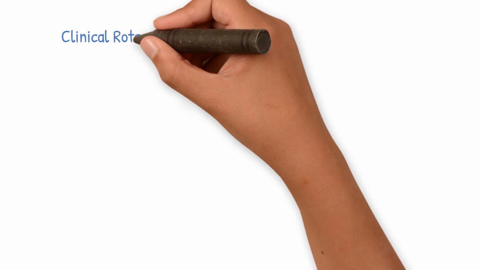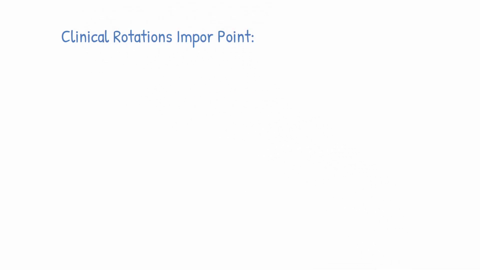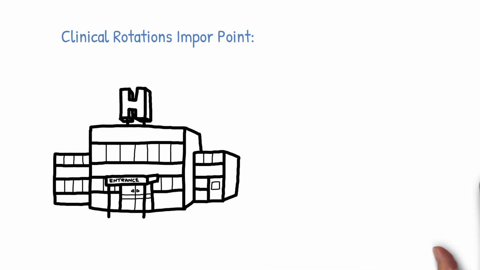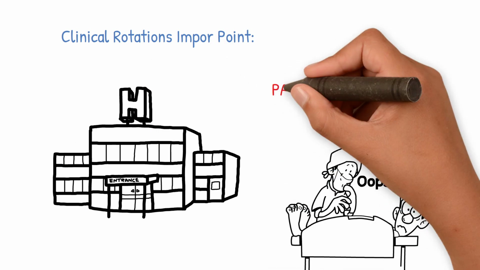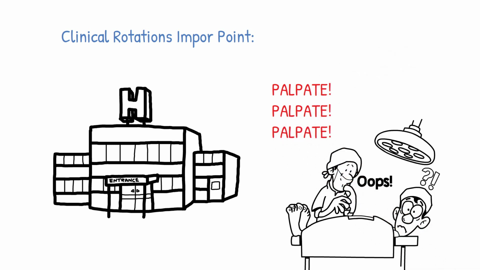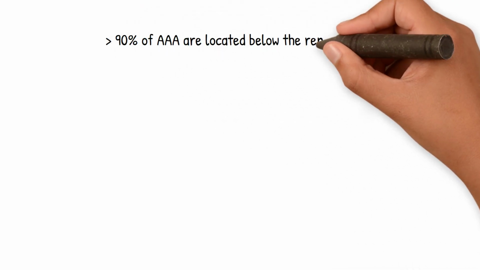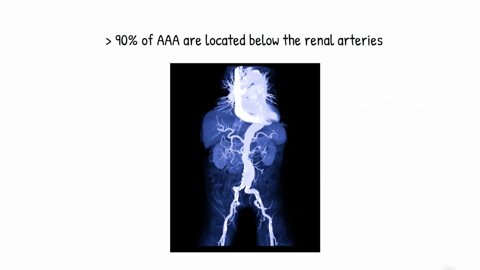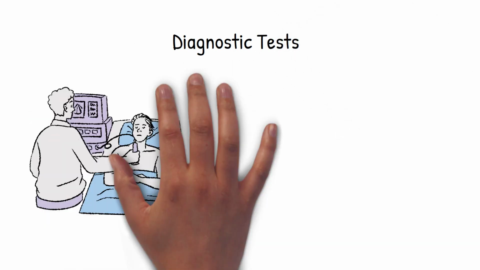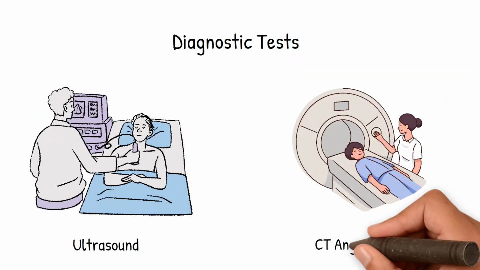An important clinical point that you should remember is usually whenever an old male patient with a history of smoking presents to the hospital, always palpate his abdomen to see if you can feel a pulsatile mass, which is indicative of an abdominal aortic aneurysm. More than 90% of abdominal aortic aneurysms are located below the renal arteries. Abdominal aortic aneurysm is diagnosed by imaging such as ultrasound and CT angiography.